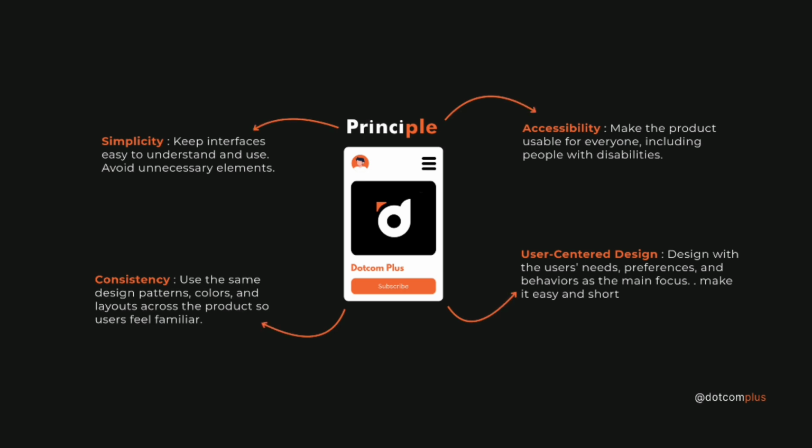The basic principles of UI UX, which are simplicity, consistency, accessibility, and user-centered design, guide every step of the process and ensure the product is easy to use, visually appealing, and meets user needs.